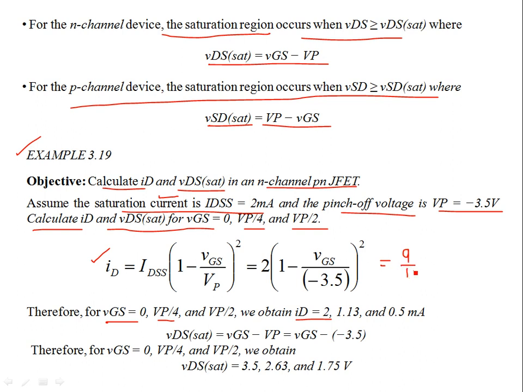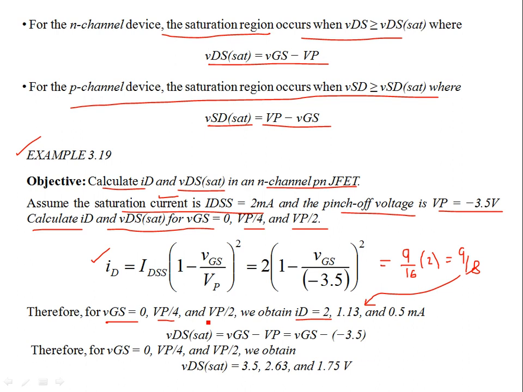3/4 is 9 by 16 IDSS, which is again 2 milliamps. So if you calculate this, this is a little bit larger than 1. This is 9 by 8, which is equal to 1.13. So that's the case over here. This is for VP by 4, 4 times the pinch-off voltage.